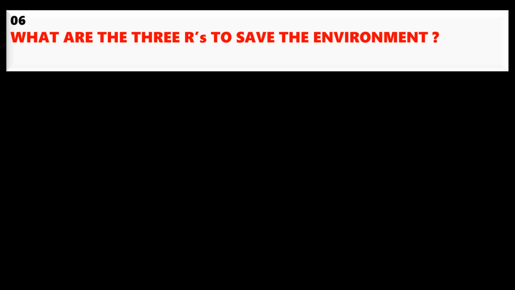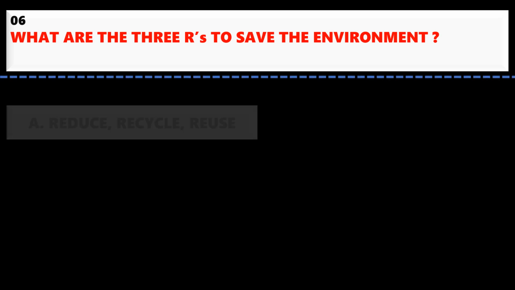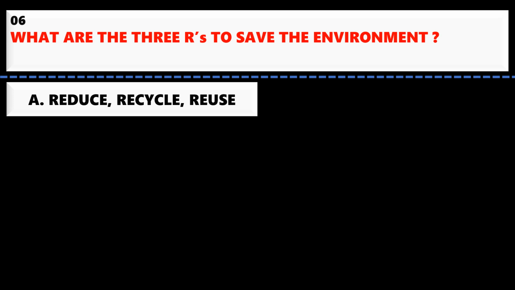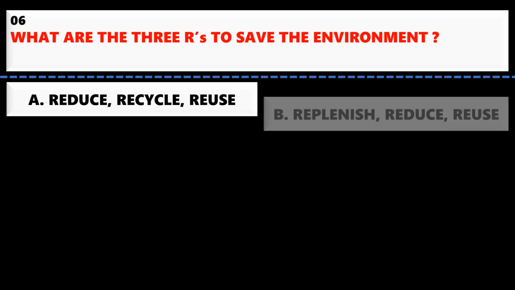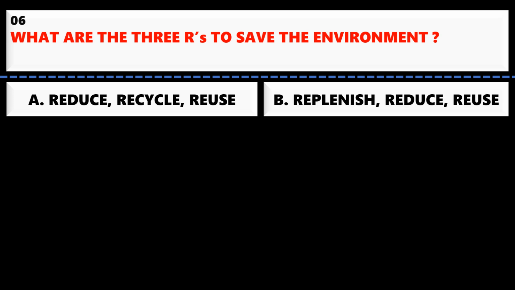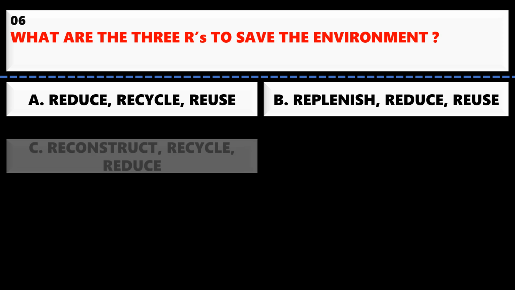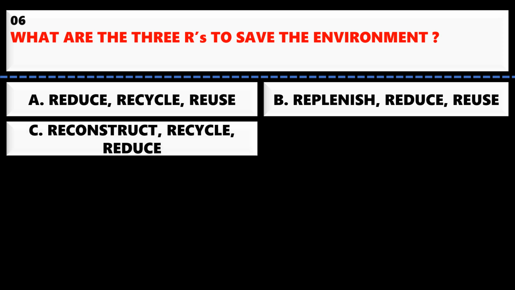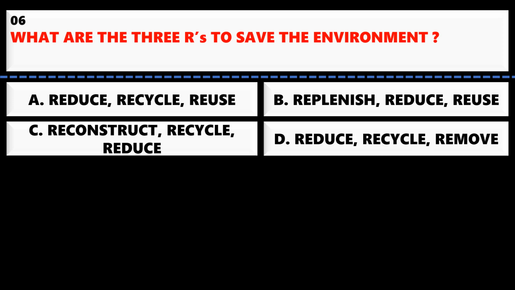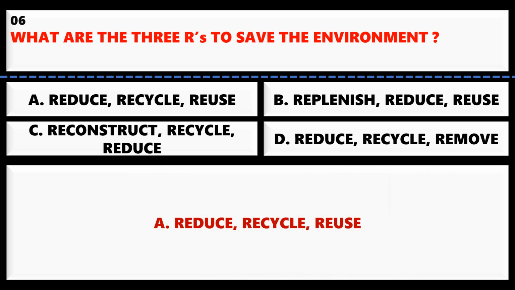Question number 6. What are the 3 R's to save the environment? And the options are: A, reduce, recycle, reuse. Option B, replenish, reduce, reuse. Option C, reconstruct, recycle, reduce. And the last option is reduce, recycle, remove. And the right answer is reduce, recycle, reuse are the 3 R's to save the environment.